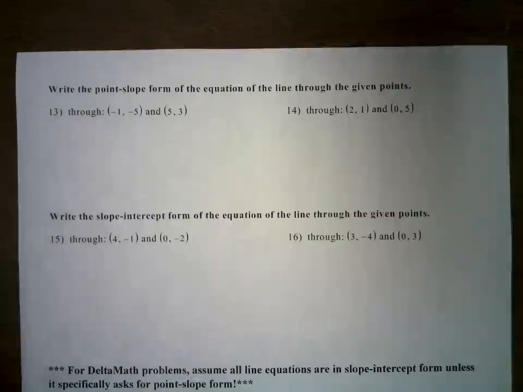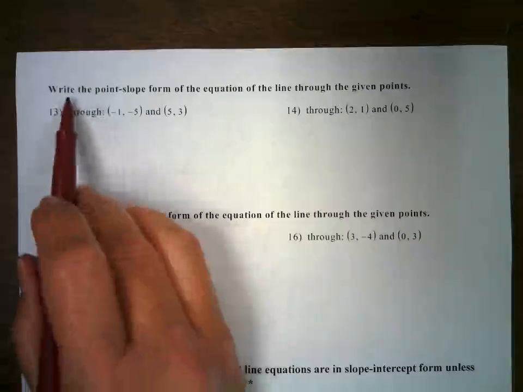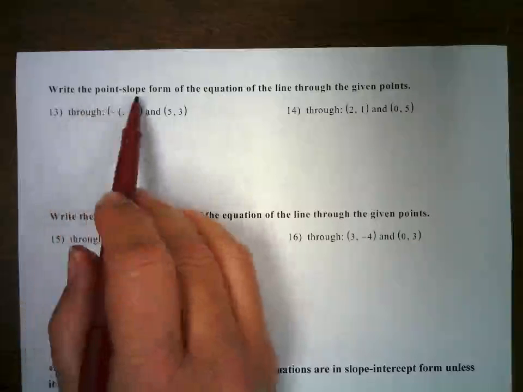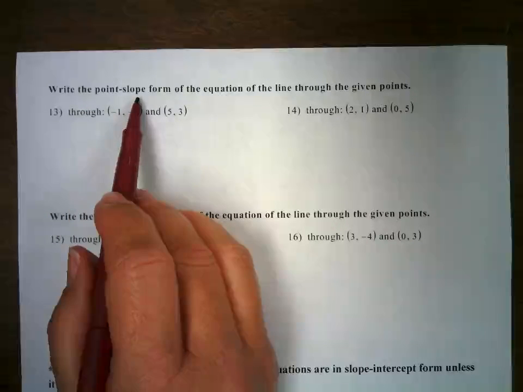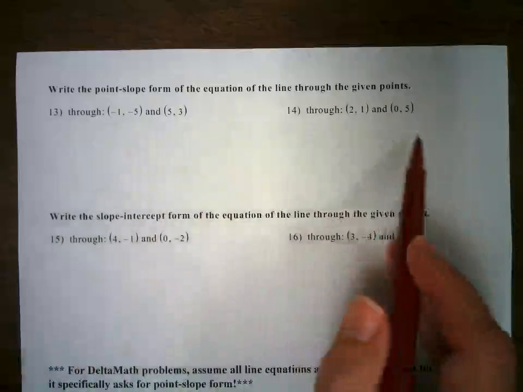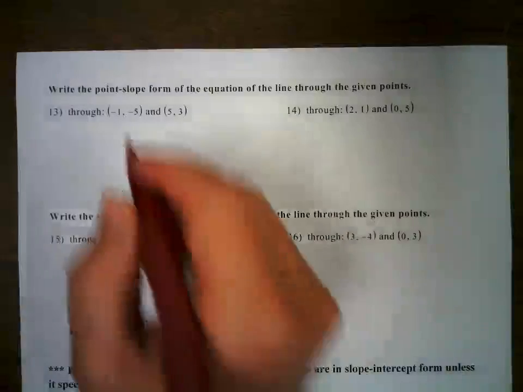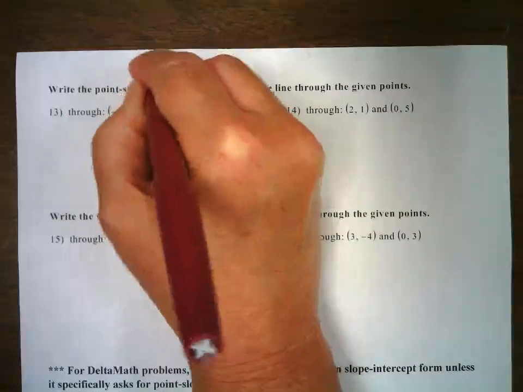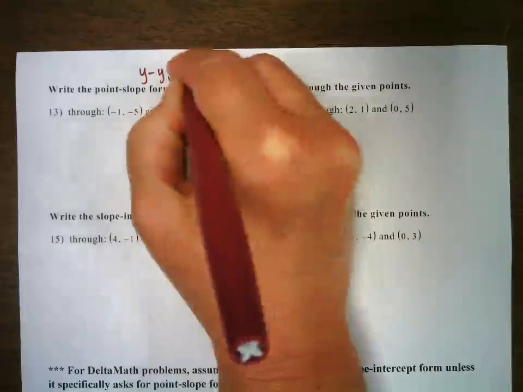Right here, I have the 2 points on the line, okay? And this section says write point-slope form for the equation, and this section says write slope-intercept form. Okay, we have 2 points for the line for all of these, but point-slope form means leave it like this, right?